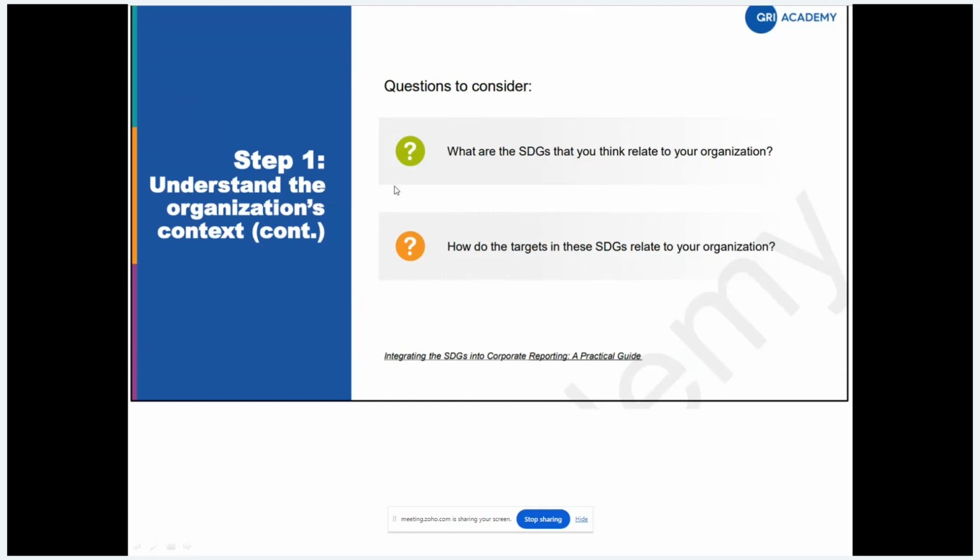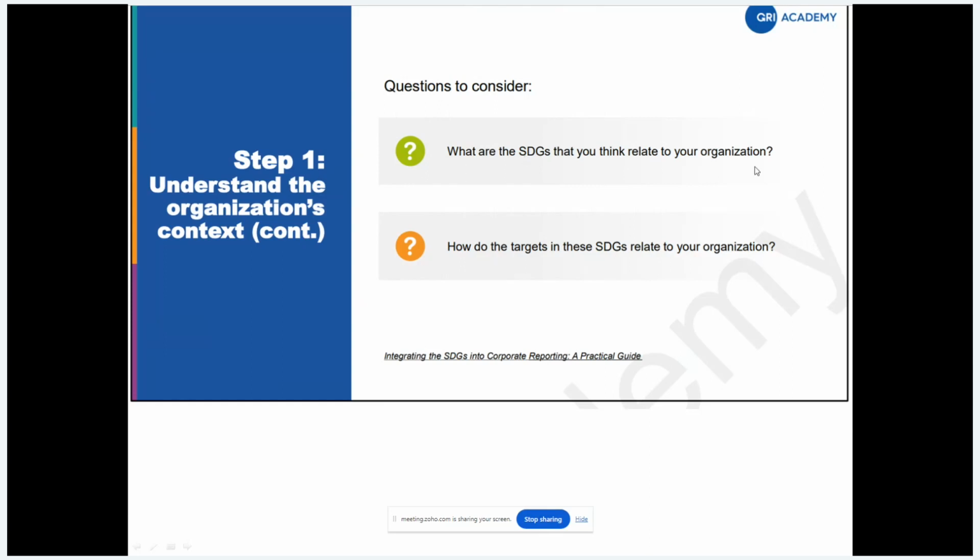What question do we need to consider? What are the SDGs that you think relate to the organization? This is for context. Step one, we have come. How do the targets in these SDGs relate to your organizations? At some point of time, there can be some non-linear slides also. But overall, the effort has been made to make you understand in one hour whatever best we can do. So how do the targets in the SDGs relate to your organizations?